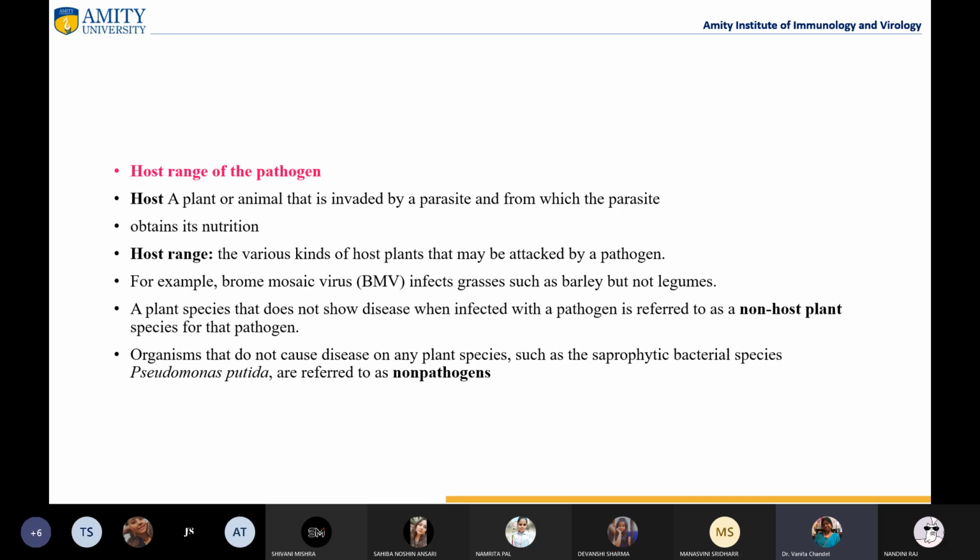So definitely, not all fungi infect plants or humans, right? Those which do not infect are called non-pathogens. Those which infect are called pathogens. So these are the definitions of the terms that we are going to use right here.